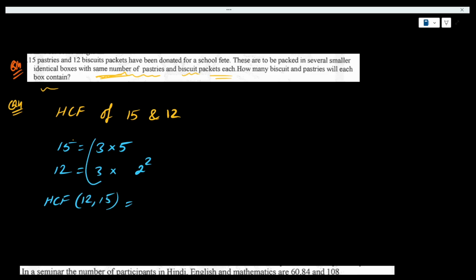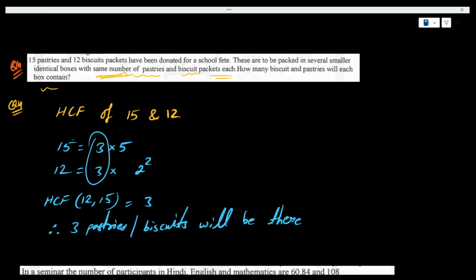Now, if I take the HCF of these two numbers, 12 and 15, what is the common factor here? Only 3. That means each box will contain 3 biscuits or pastries. Therefore, 3 pastries or biscuits will be there in each box.